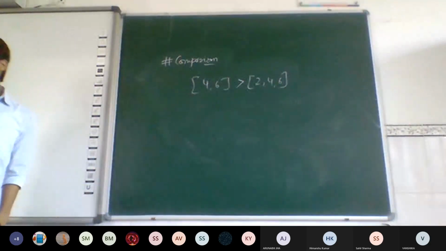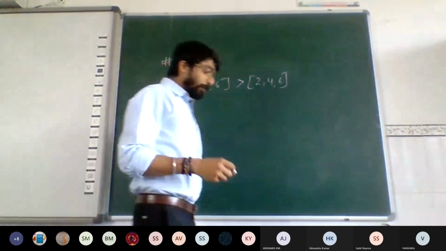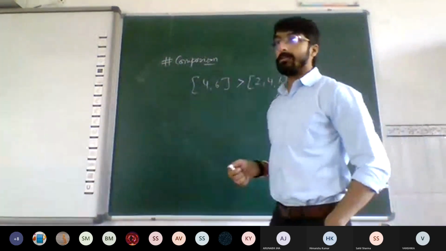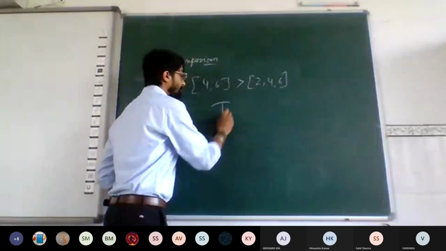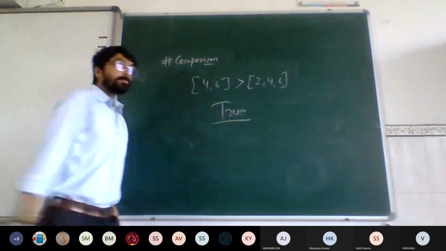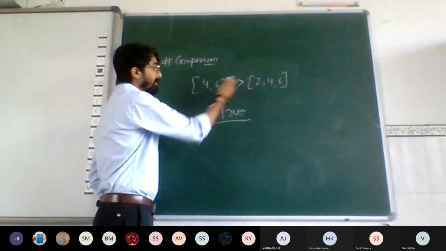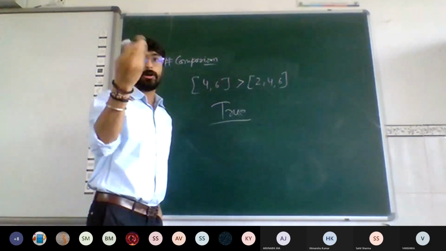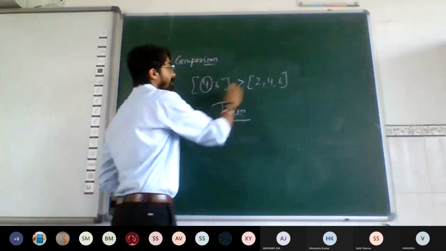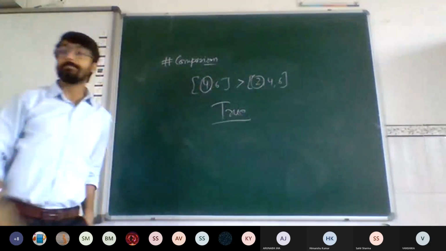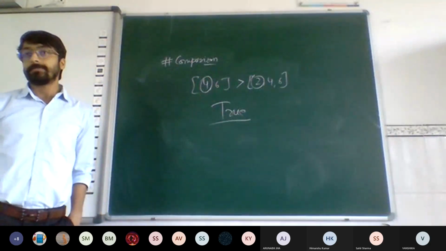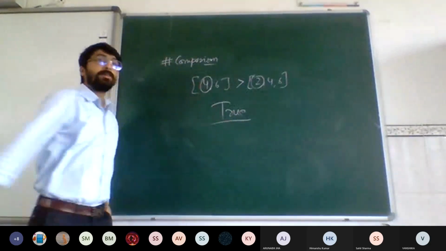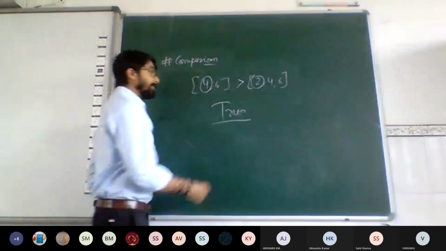Is it true or false? I have written a list 4, 6 is greater than 2, 4, 6. True. How? Do not check whether it is having 2 elements or 3 elements. On behalf of that, I am not going to return you a true. Check the first element. Is this 4 greater than this 2? Yes, it is. So it displays true. Got it?